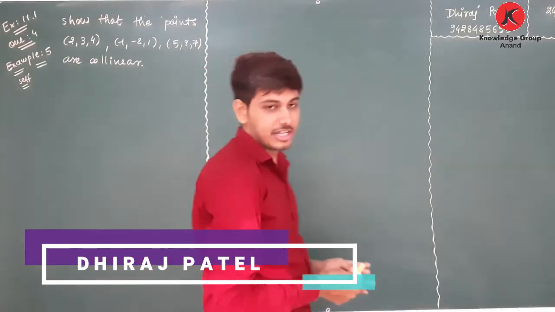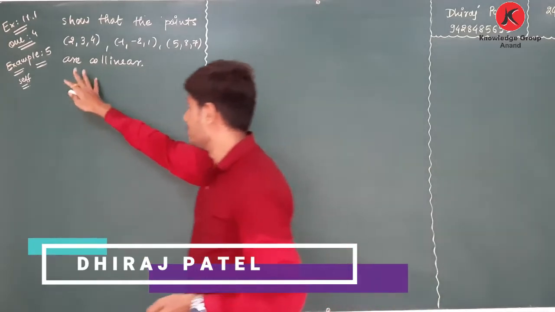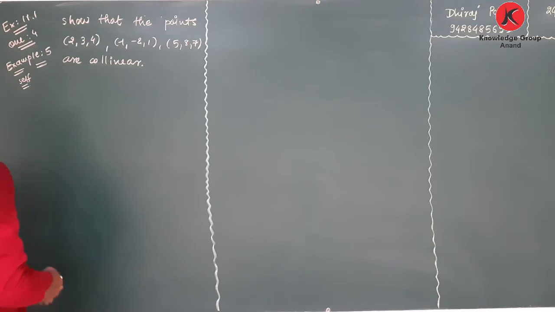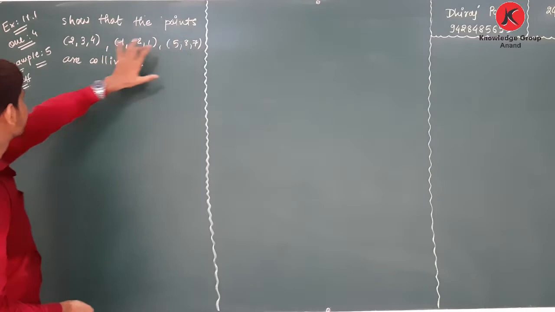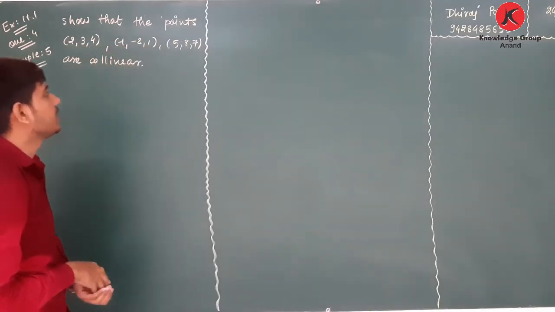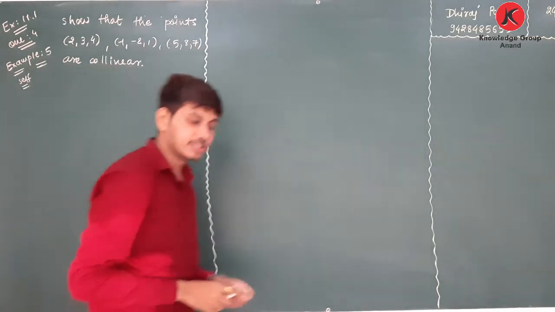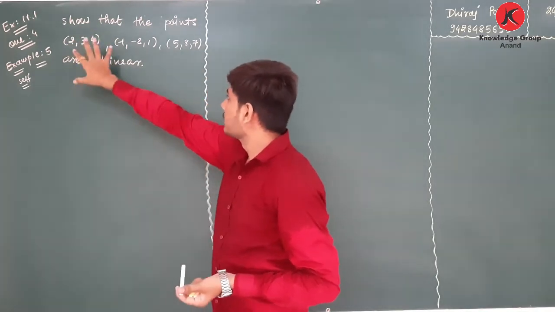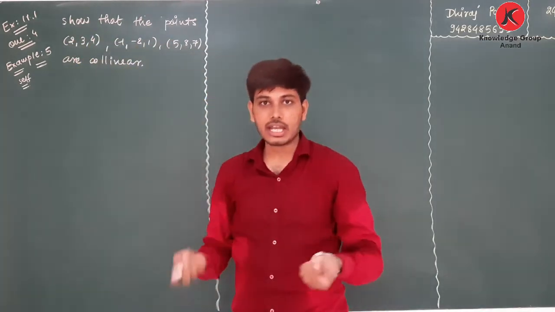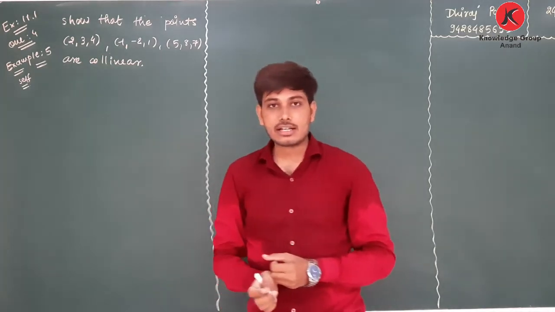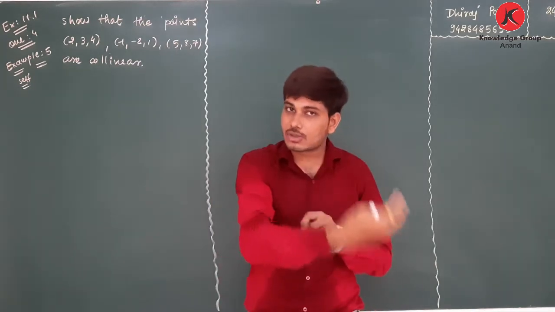Now we are going to discuss the next question, the last question of this exercise, exercise 11.1, question number 4. Same type of question, example 5 is there. Show that the points (2, 3, 4), (-1, -2, 1) and (5, 8, 7) are collinear. There are many methods to show that these 3 points are collinear. We can use distance: the summation of any two distances equals the third distance.